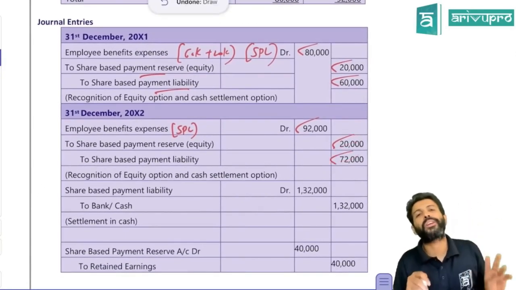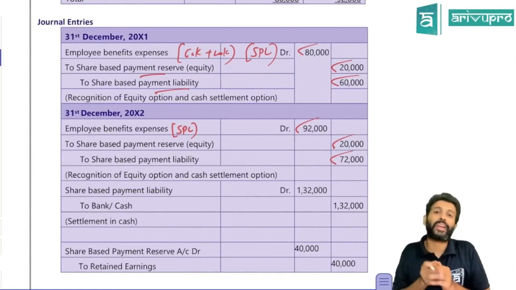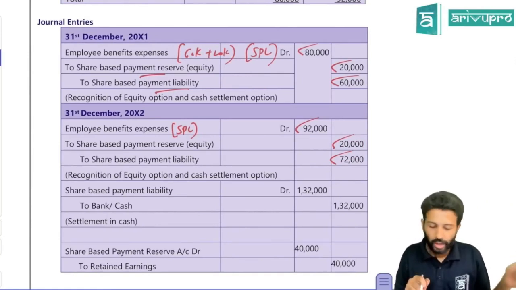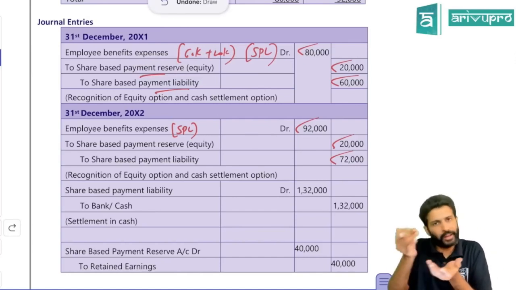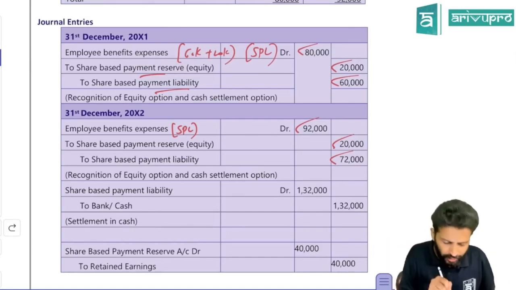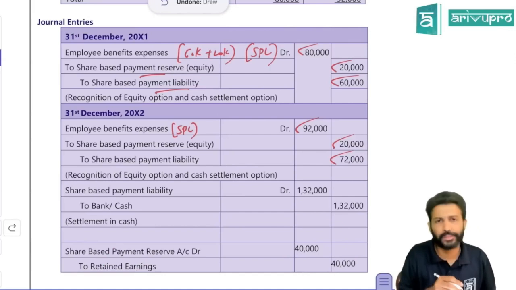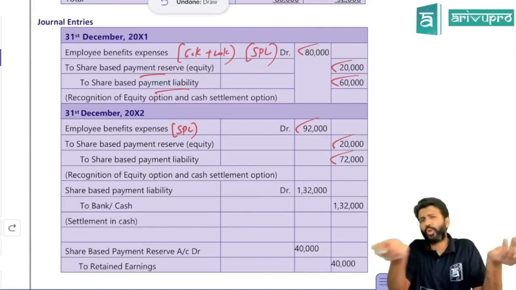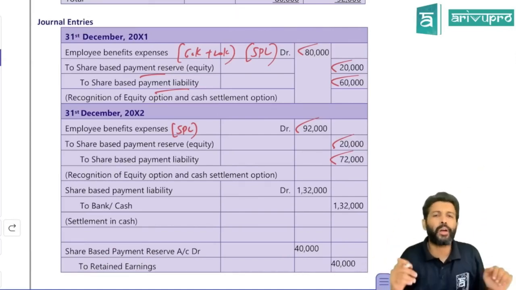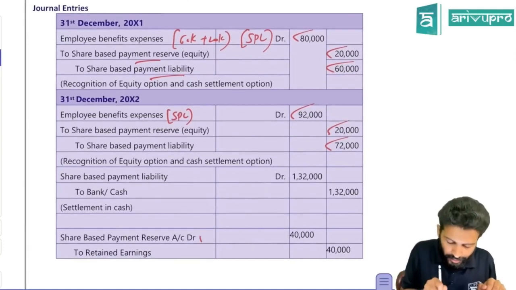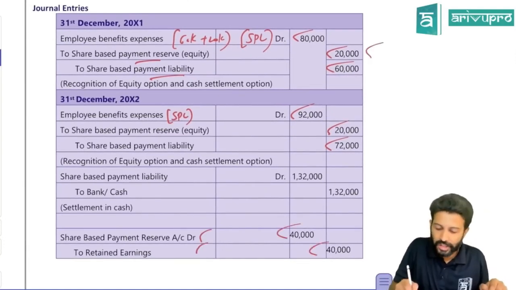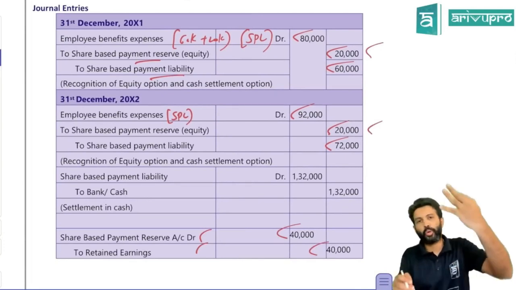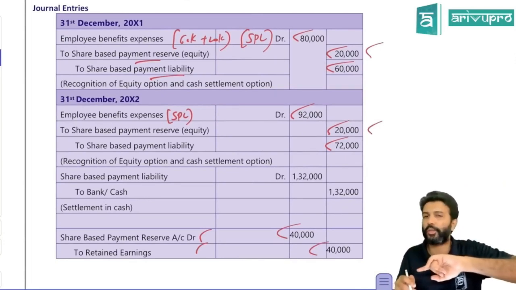At the end of the second year, what did the employees finally do? They went for the share option or the cash option. They went for the cash option, right? So that means whatever you have booked in SBPR, they're not going for the share option. So whatever you have in the SBPR, release it into your retained earnings. You have created a reserve. You don't need this reserve anymore because employees went for the cash option. So the total balance in SBPR is 40,000: 20,000 in the first year books, 20,000 in the second year books. So total is 40,000. Release it off to the retained earnings.